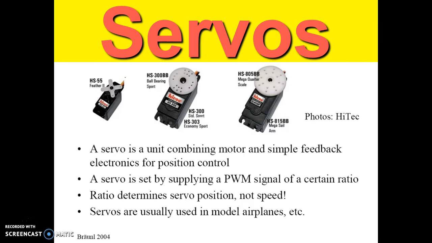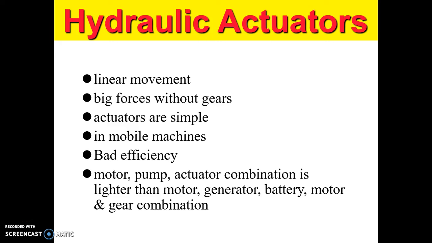Servos. A servo is a unit combining a motor with simple feedback electronics for position control. This means a servo is used for positioning control. A servo is supplied with a pulse width modulation signal of certain ratios. The ratios determine the servo position, not speed. Servos are usually used in model airplanes.